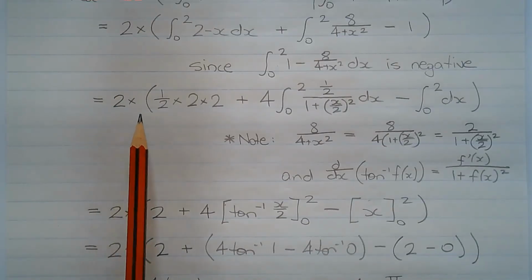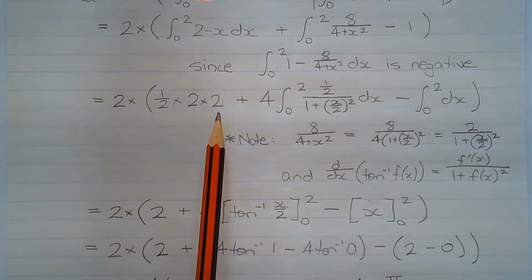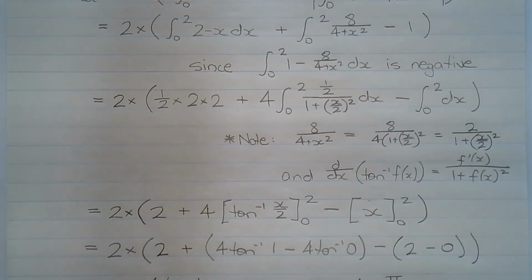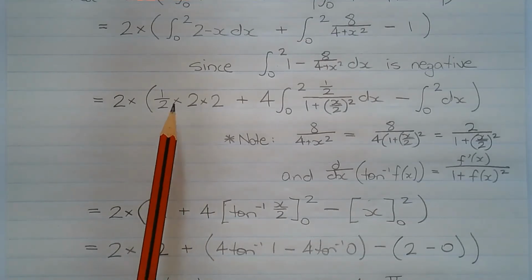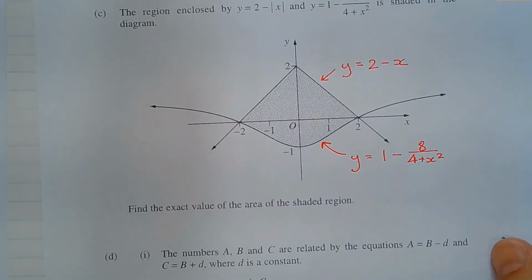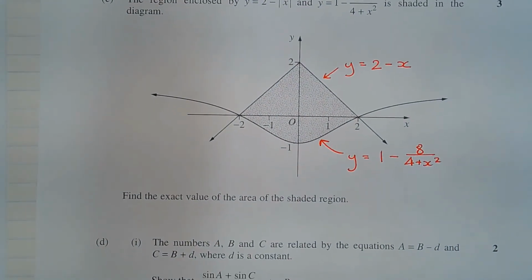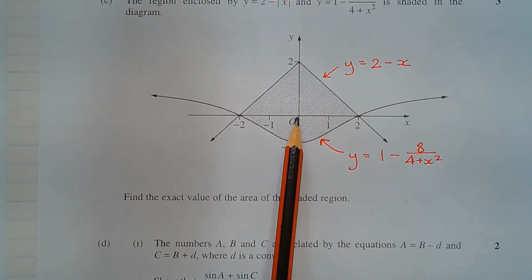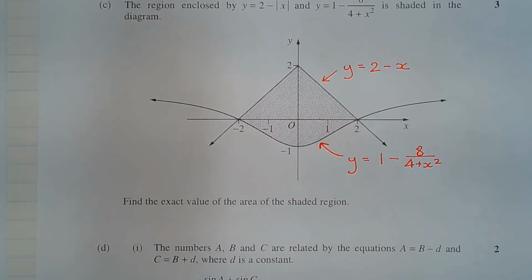And that's equal to 2 times half times 2 times 2. So that's using the formula for the area of a triangle. And that's only half the triangle. So that's the right angle triangle from x equals 0 to x equals 2. So half the base times the height.